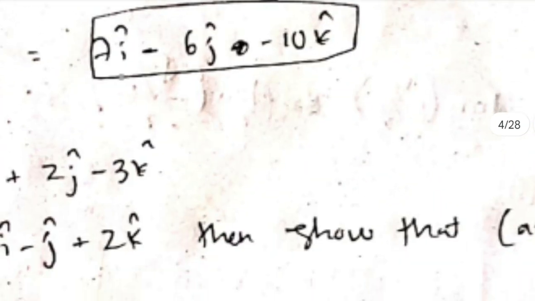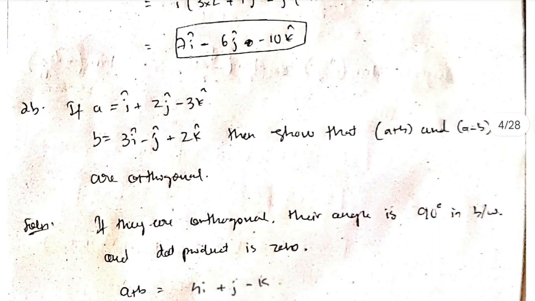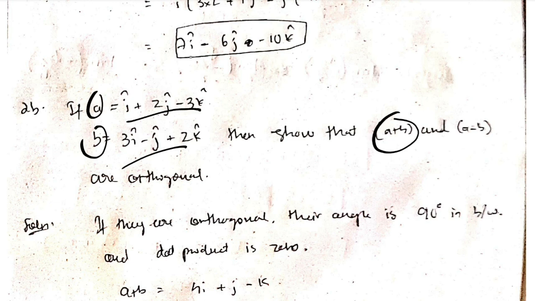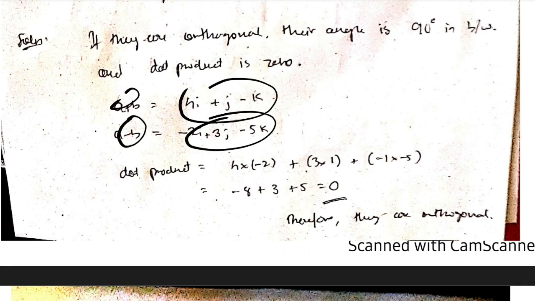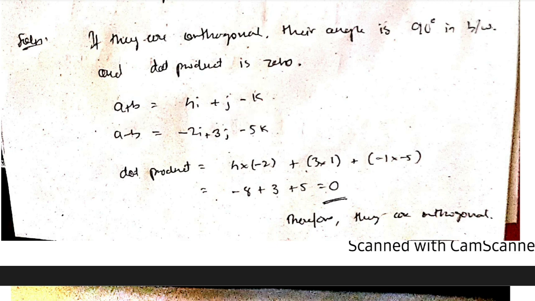Okay, and moving on, we have the next question in which we have to show that the vectors are orthogonal. Orthogonal means 90 degrees. Two vectors are given, and we have to find a plus b, then a minus b, and prove that they are orthogonal. So here I have written a plus b, adding the i, j and k terms, and subtracting the i, j and k terms here. After we have got these two things, to prove that they are orthogonal, we have to find the dot product. In orthogonal, the dot product is 0.